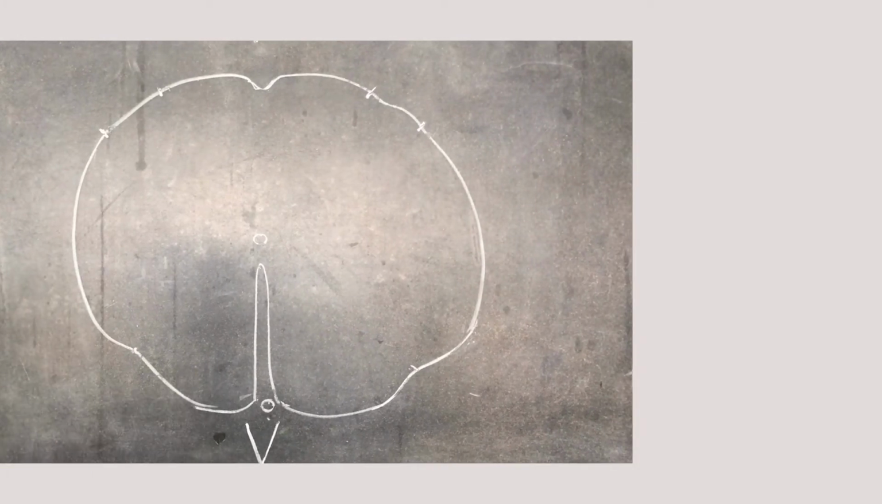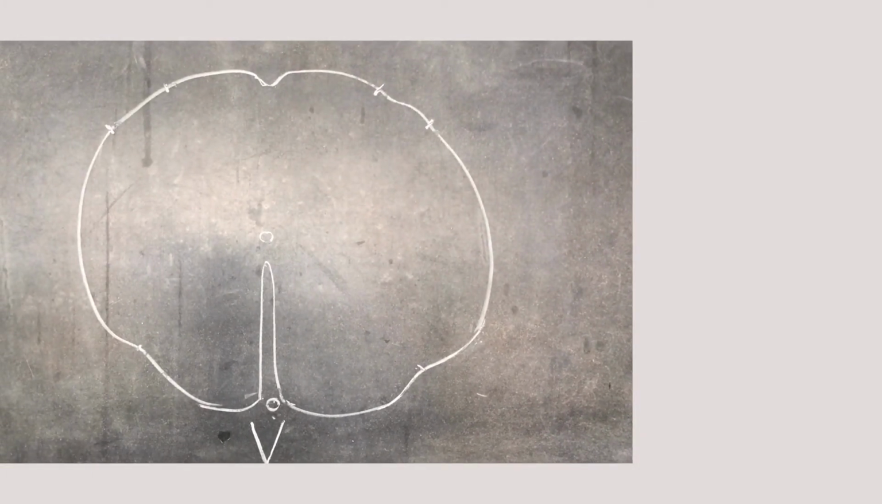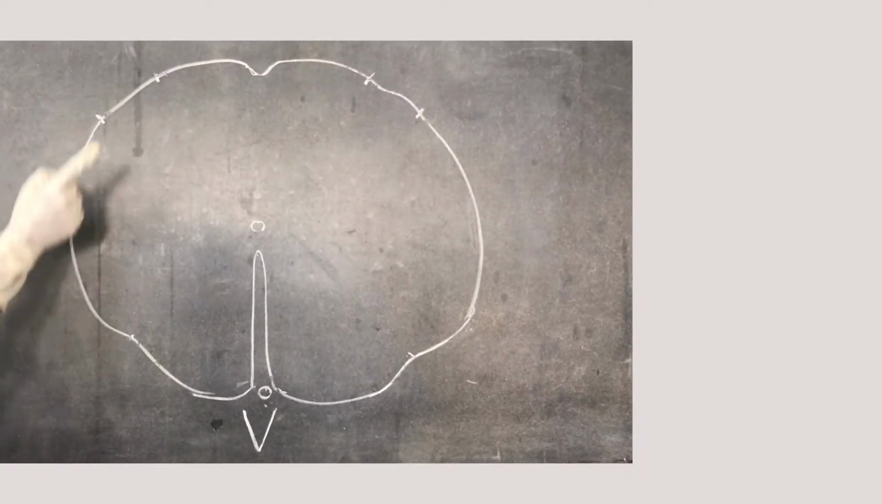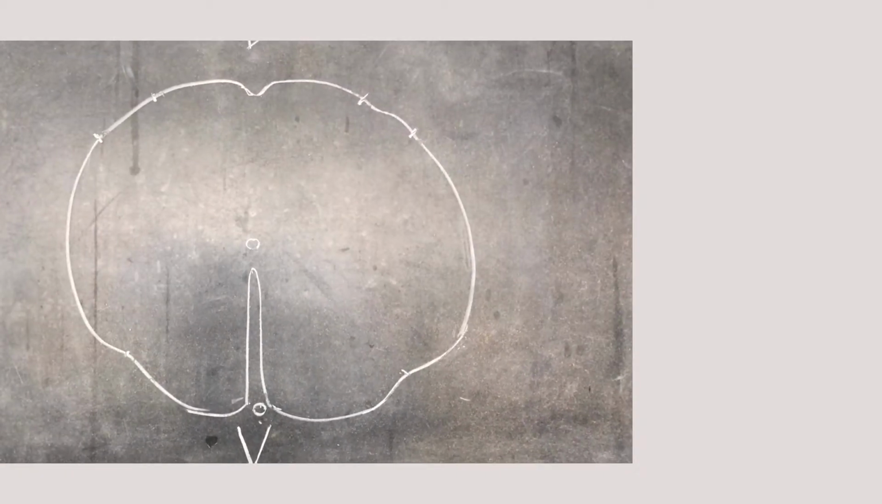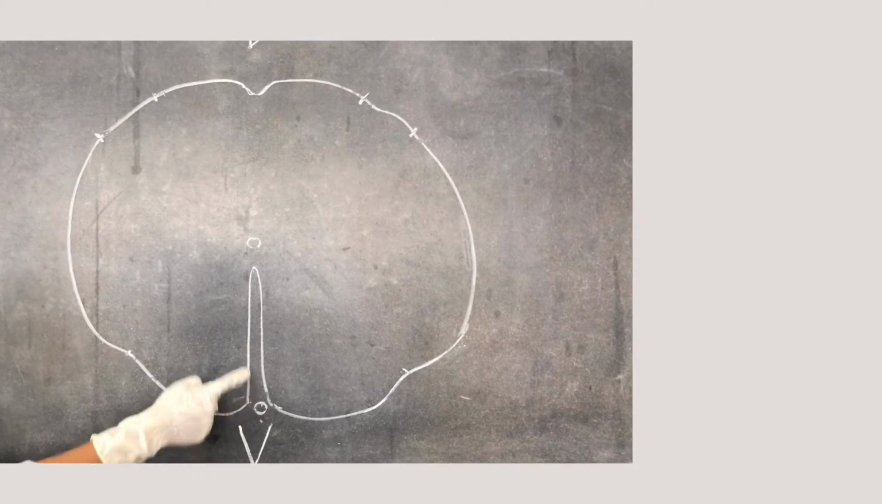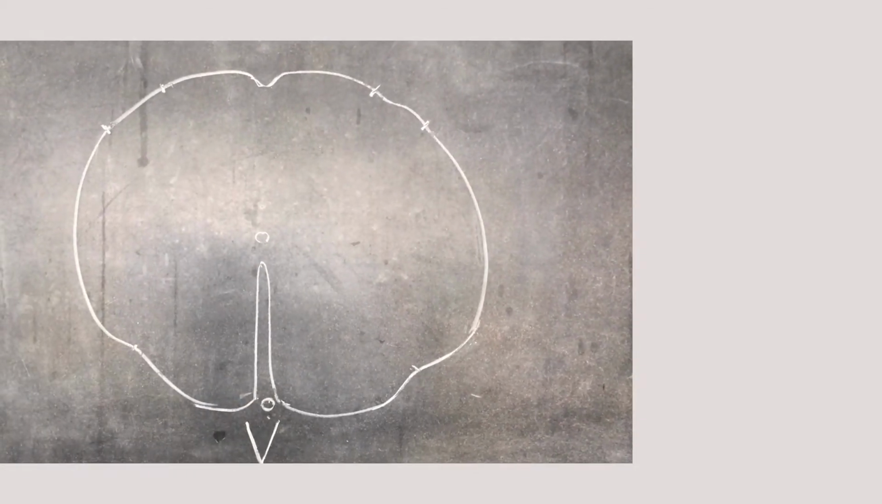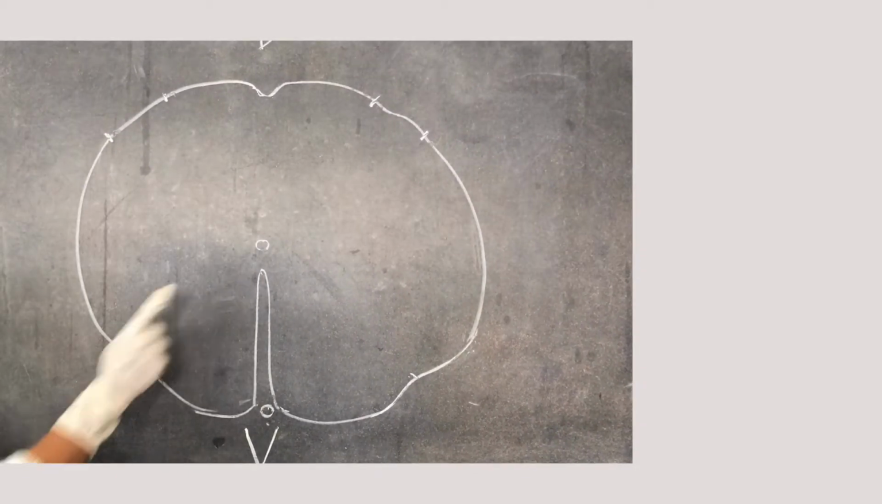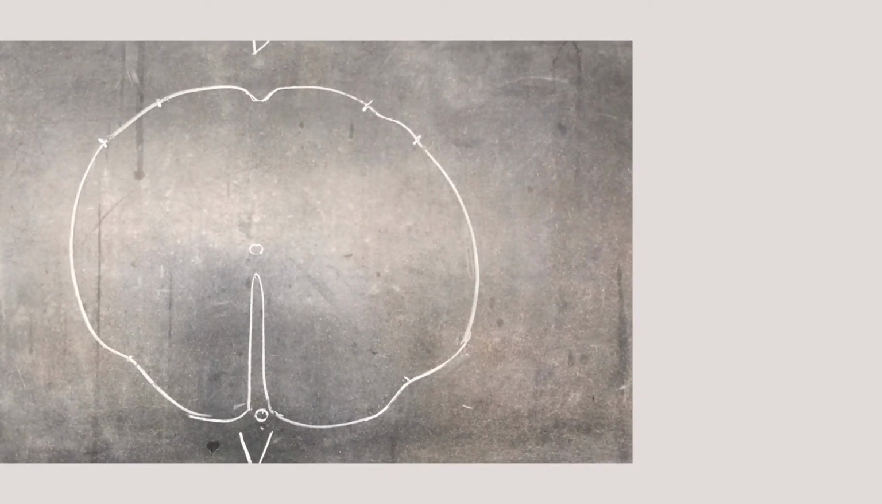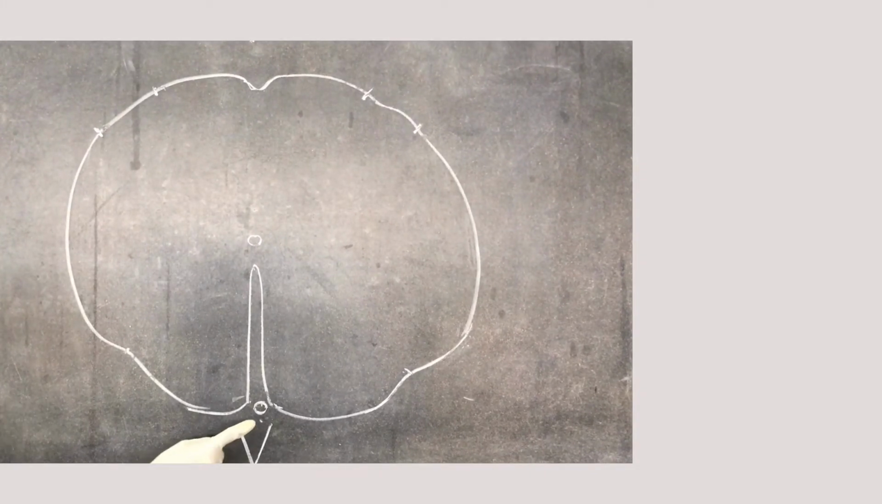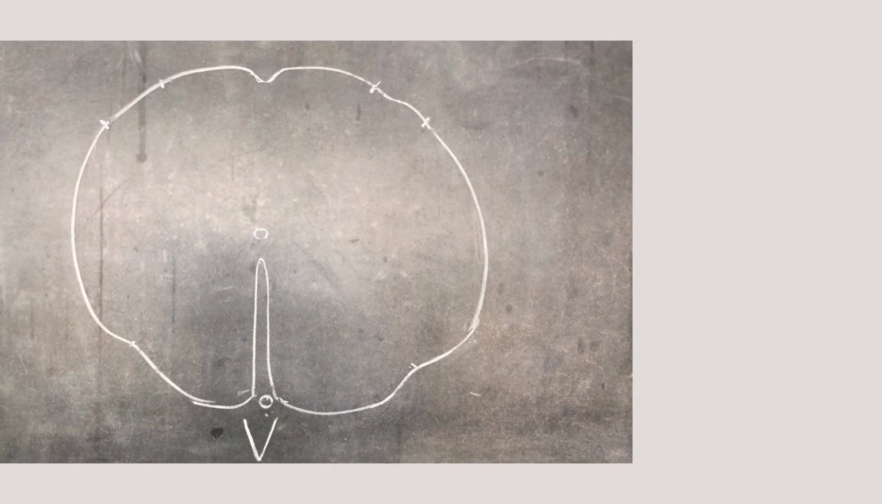This diagram is showing the cross section of the spinal cord. This is the ventral surface, this is the dorsal surface. On the ventral surface, in the midline, there is one anterior median fissure which is deep. It extends along the entire length of the spinal cord and it accommodates the anterior spinal artery.